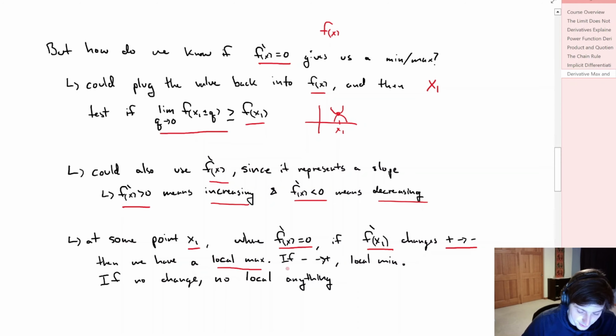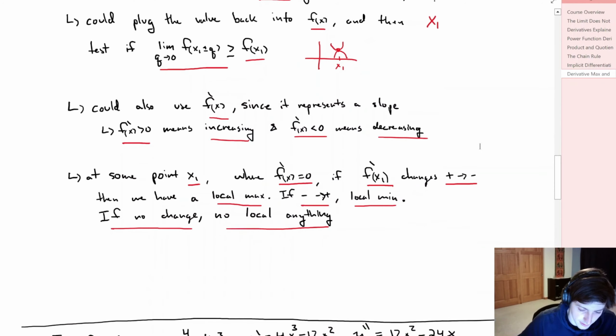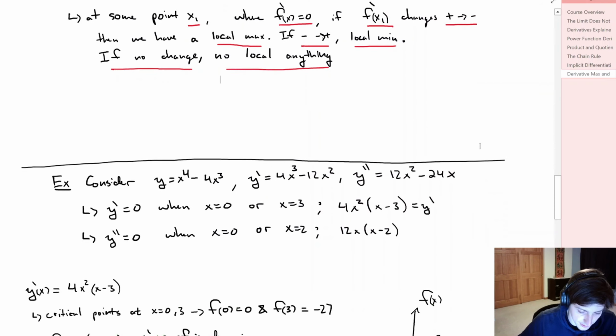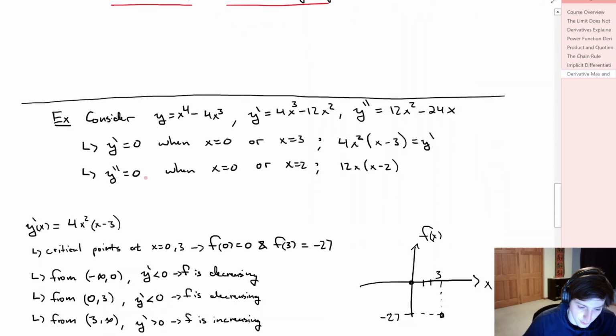But if it changed negative to positive, we had a local minimum. And I think, yep, this finally gets us into our example. So we are going to consider the function y equals x to the fourth minus 4x cubed. But we're going to consider when that derivative is equal to 0. So that's going to occur at x equals 0 and x equals 3.